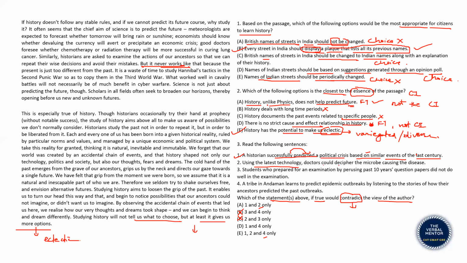Using the latest technology, doctors could decipher the microbe causing the disease. Well, author has claimed in the passage that doctors can decipher the microbe, they can predict, science can predict, history can't. So 2 does not contradict. If 2 does not contradict, option A is out. Option E is also out. Option D should be the correct answer.